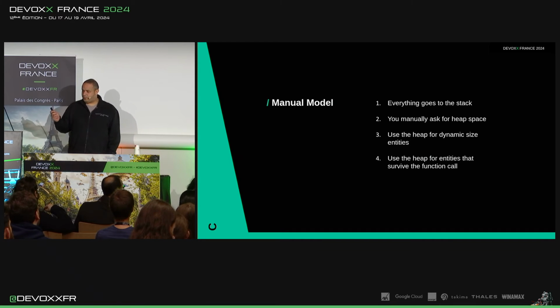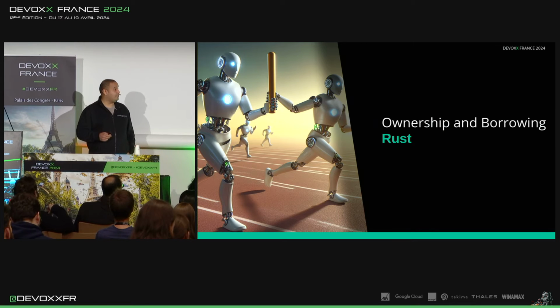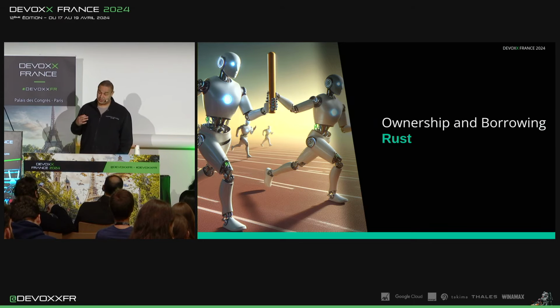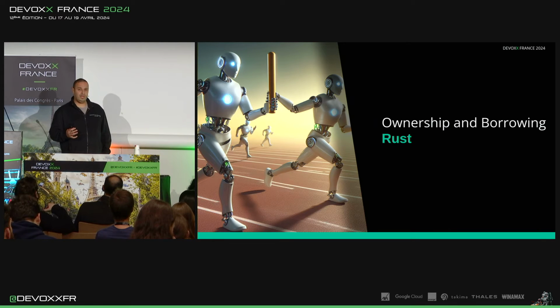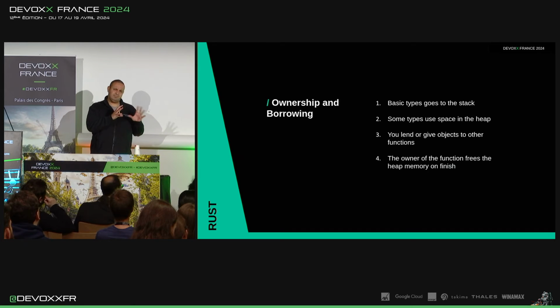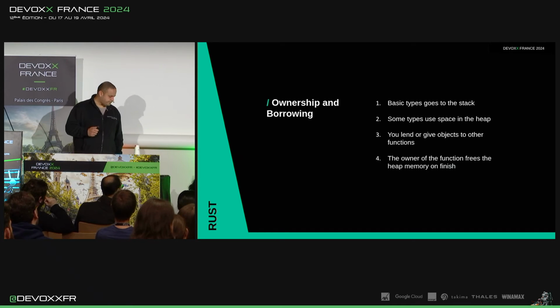So let's talk about Rust. I love Rust. It's a very cool language. Actually, the concept of how Rust manages memory is pretty smart. It's something in between manual memory management, but done through the compiler. What Rust does is that all the static-size types normally go to the stack, and everything that is dynamic goes to the heap.